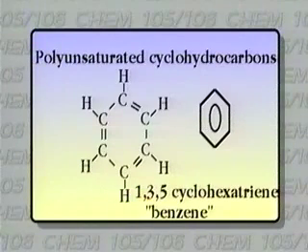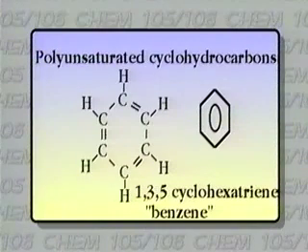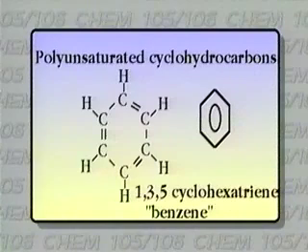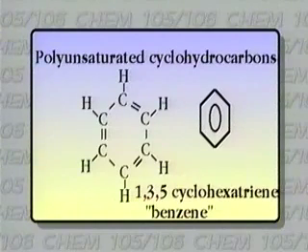So we can draw it this way and show all the bonds, or we can just draw it this way. That circle in there means alternating double bonds, and that's also benzene. We'll talk some about substituted benzene compounds in a little later chapter. But polyunsaturated cyclohydrocarbons.